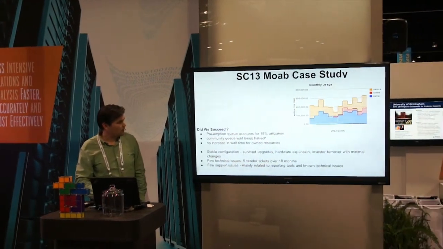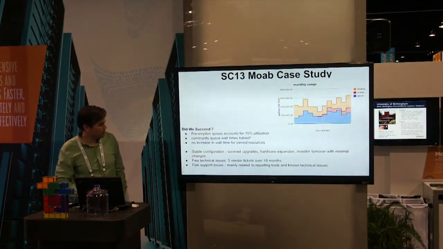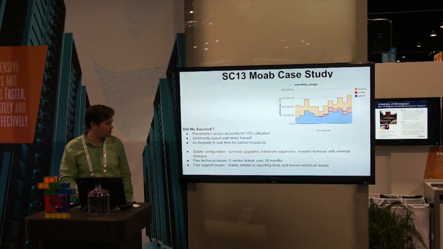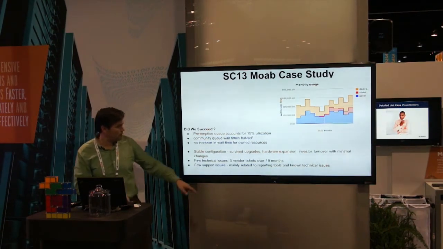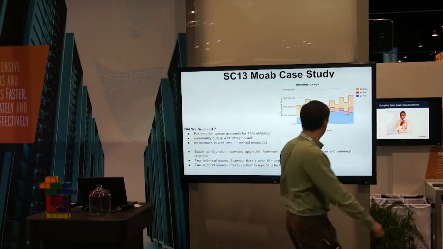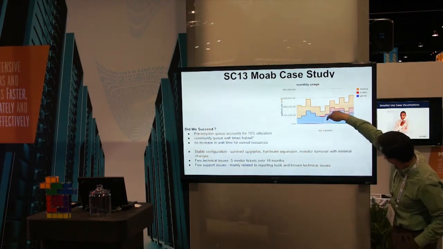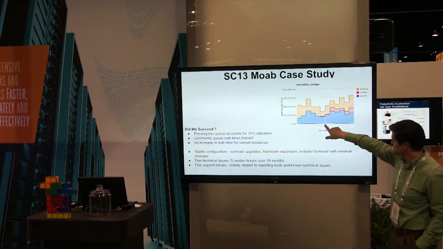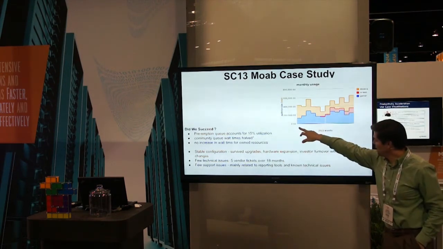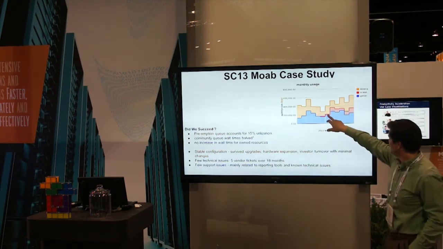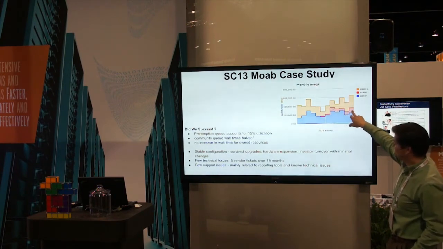All right, so here's the punchline. The question is, was this successful? And I can tell you. Here's a graph over here, and this is basically 2012 when we did this. If you can see this little white line, that's when we eventually switched over to Moab. So this is January 2012, December, and this red line is essentially our preemption queue.